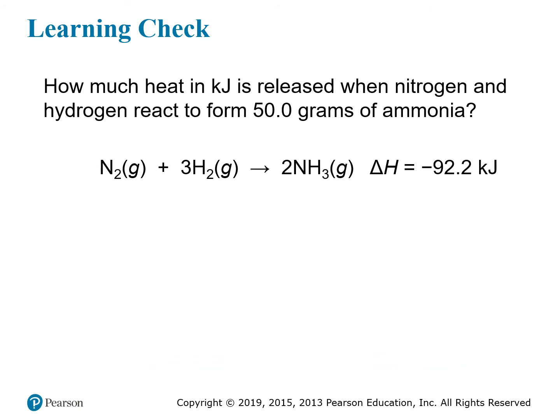Let's look at an example where we need to calculate exactly how much energy is released during a reaction. So this question says, how much heat in kilojoules is released when nitrogen and hydrogen react to form 50 grams of ammonia? Okay? So we take nitrogen plus hydrogen and we create ammonia, and we're going to make 50 grams of ammonia, but the delta H for this reaction is negative 92.2 kilojoules.